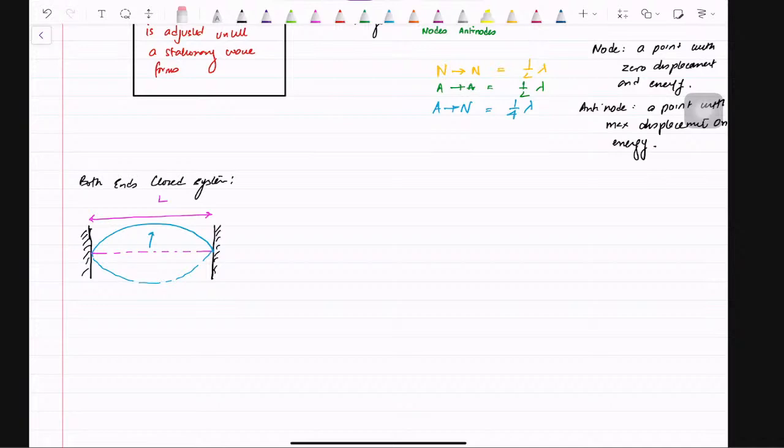This movement, this frequency that we give, is called the first harmonic, which means this is also the fundamental frequency, which means this is the minimum frequency you can give in order to create a stationary wave in this system. Okay? Yes.